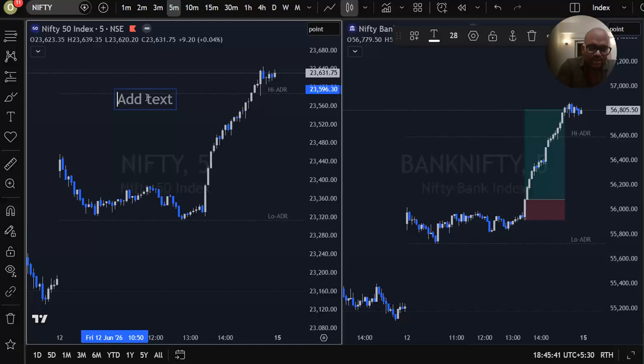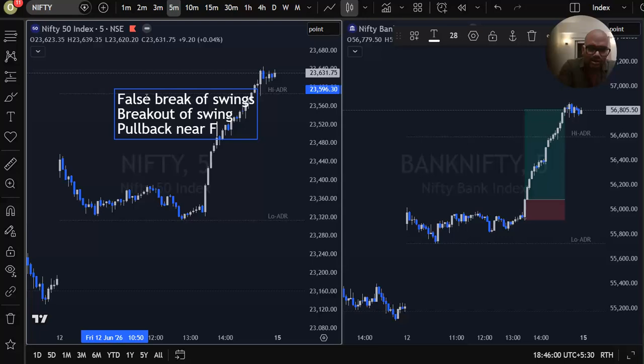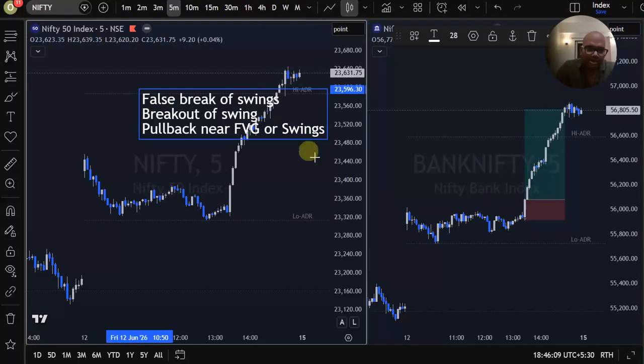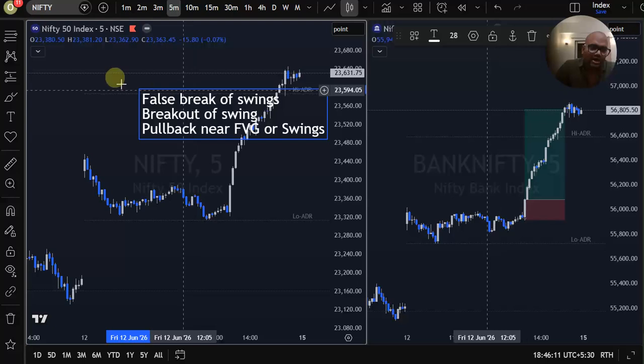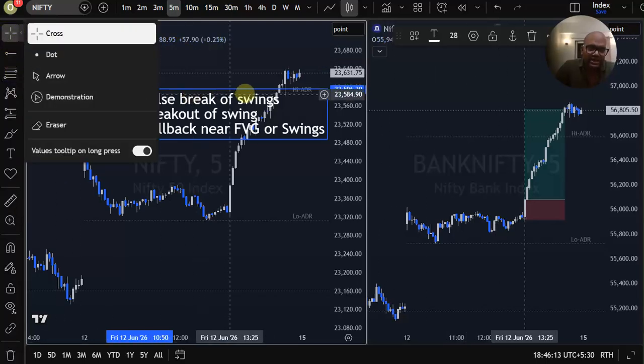So the strategies are: false break of swings, and swings are very important; breakout of swing; and reversal, or sorry, pullback near FVG or swings. So this is the strategy, guys. I will explain it one by one. What does it mean? What are the things that you need to keep in mind while trading this strategy?